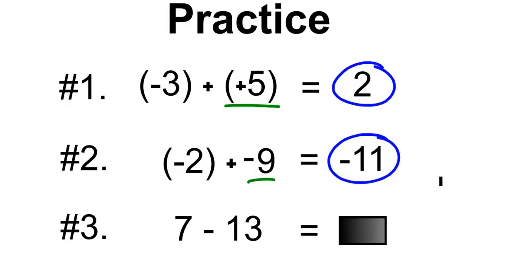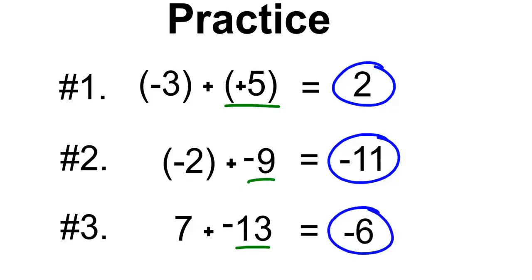For 7 minus positive 13, change the subtraction sign to an addition sign. Then I'll change the integer after that to its opposite integer. The opposite of positive 13 is negative 13. Then I follow addition rules, and if I have a positive and a negative integer, I subtract. 13 minus 7 is 6, and since the 13 is the larger integer and it's negative, my answer will be negative 6.